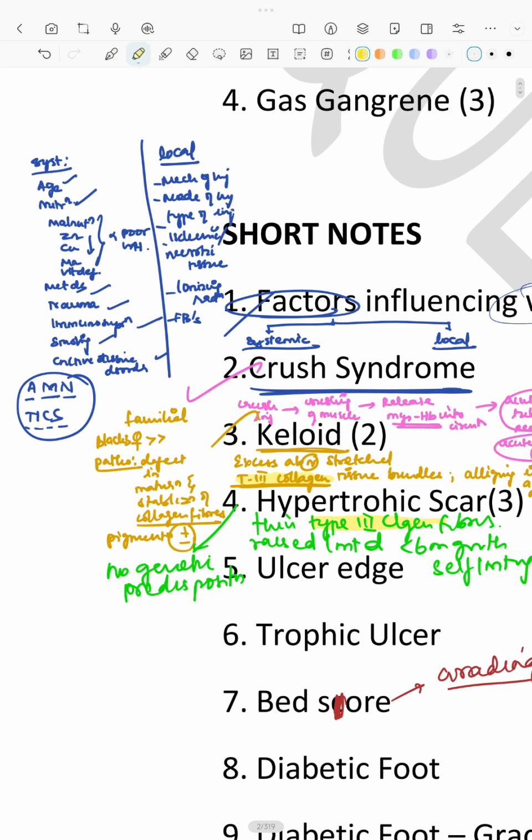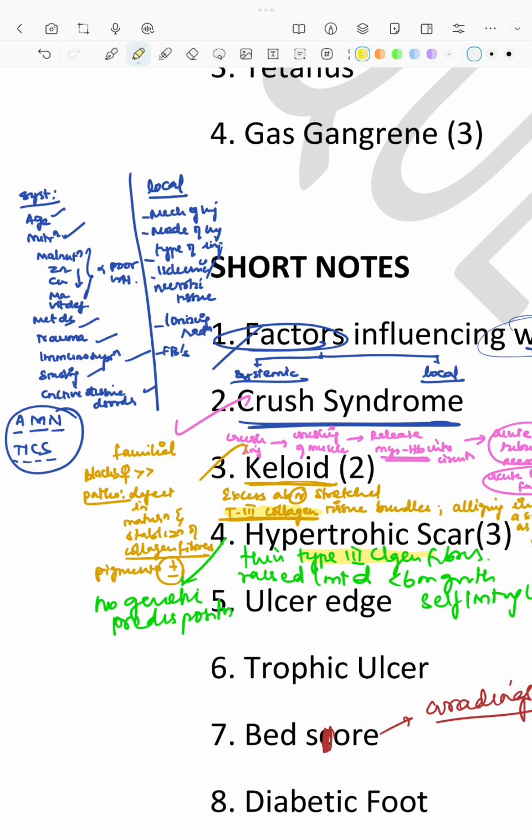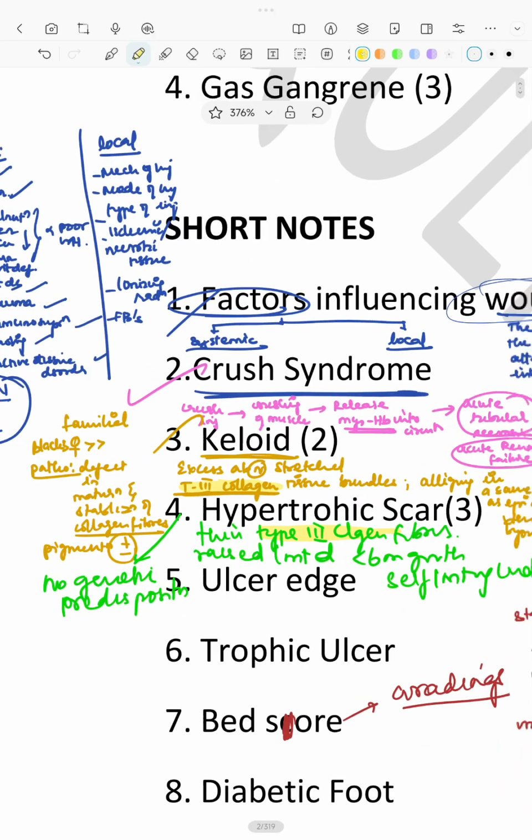The treatment for both is the same. Intralesional triamcinolone at regular intervals of 7 to 10 days, 6 to 8 injections, is given. You can give pressure garments and local molds. In keloid you can give methotrexate, vitamin A and C, silicone gel sheets; all these can be tried, and Nd:YAG lasers can be given. The differential diagnosis for keloid is hypertrophic scar, and for hypertrophic scar is keloid. Next, ulcer edge.